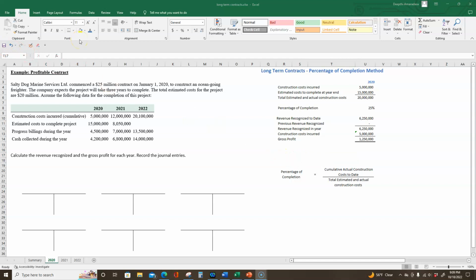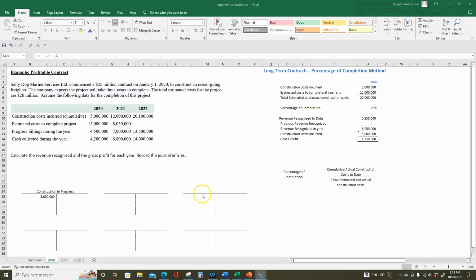Now that we've done all the calculations, let's go through the journal entries for this year. The first thing we're going to record are the construction costs that the company incurs. So this is recorded in an account called Construction in Progress. It is an asset account, similar to work in progress if you've done your managerial accounting classes, but construction in progress is going to be debited every time the company incurs construction costs. So during 2020, the company incurred $5 million of construction costs, so we're going to debit $5 million to this account.